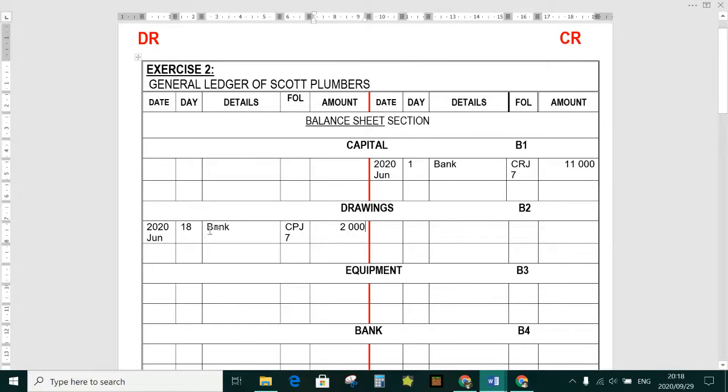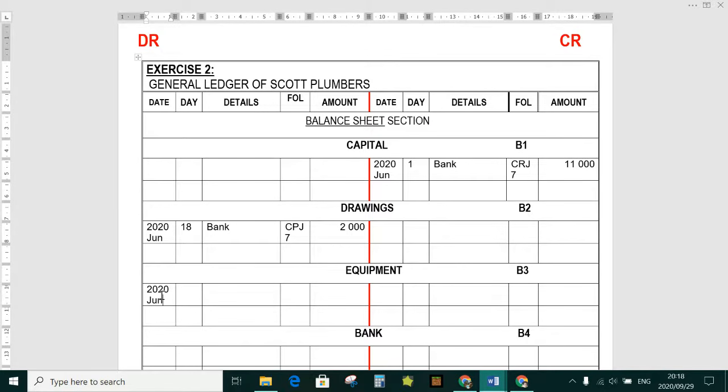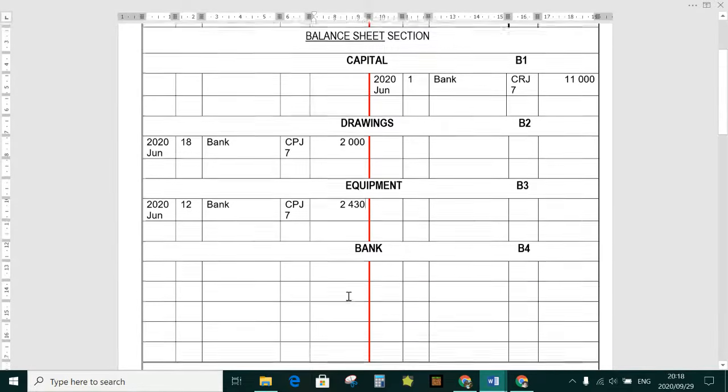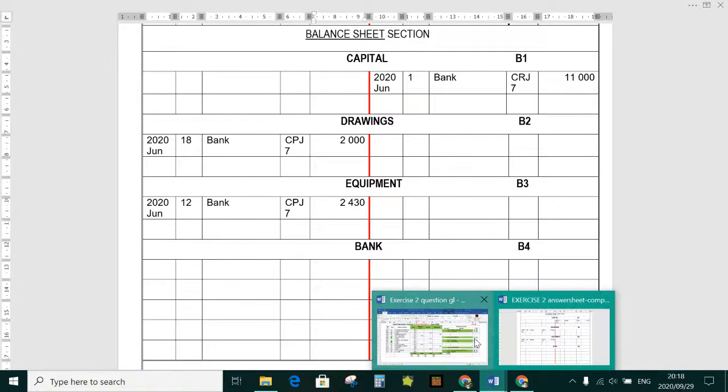So debit side, equipment. We know the year, we know the month. It is a sundry account, so we do it on the specific day. It's day 12. What is the partner account for equipment? Where did the money come to pay for it? It came from our bank account. What is the journal code? Well, this is the cash payments journal, so it's CPJ7. And how much money did we spend on equipment? 2,430 Rand. We then move on.